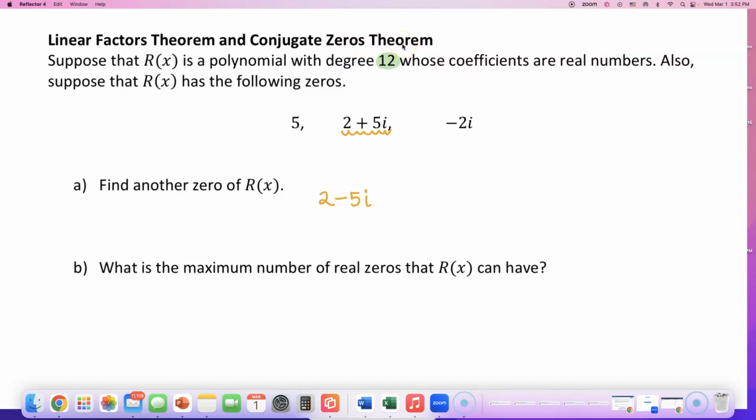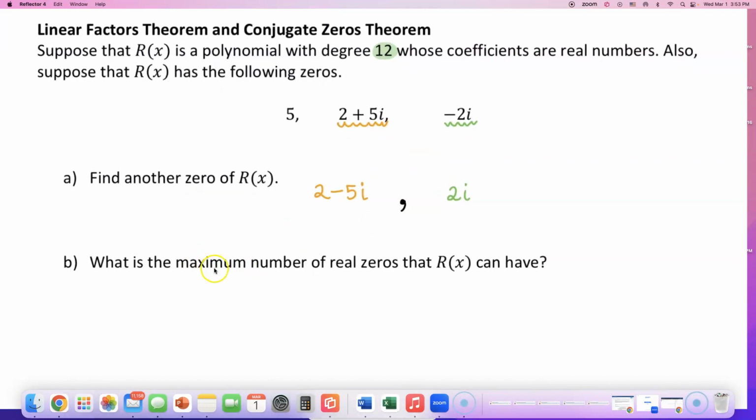Because non-real zeros always come in pairs with this conjugate partner, okay? Not only that, look at this last one. You have negative 2i, right? So another zero would be positive 2i. I think in ALEKS though, they just want you to find another zero. So if you type either of them, you will be fine. I don't think they want you to type both of them, okay? But hey, even though they gave just 3 zeros to begin this problem, I know 1, 2, 3, 4, 5 of them already, okay? Now, B is asking, what is the maximum number of real zeros R of x can have?